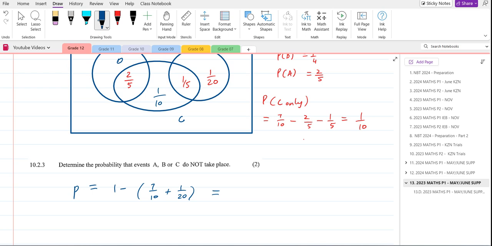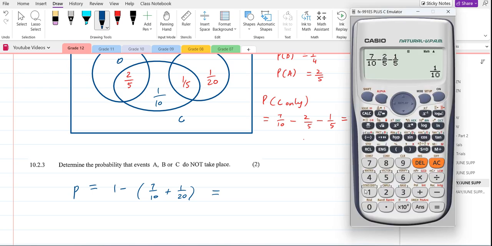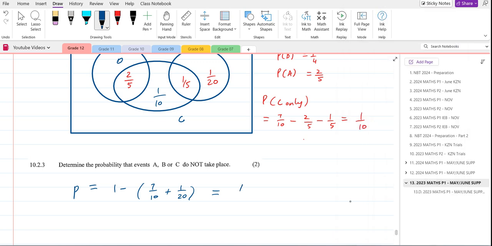That was the probability of C. And that will give me 1 minus 7 out of 10 minus 1 out of 20. So that's a quarter. The answer is just a quarter. So I hope you guys understood that. Or you can write 0.25. Next one.